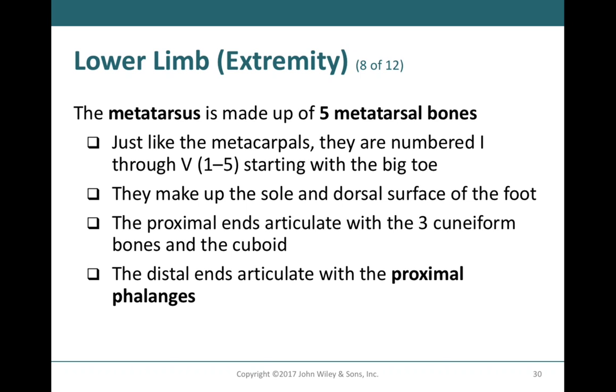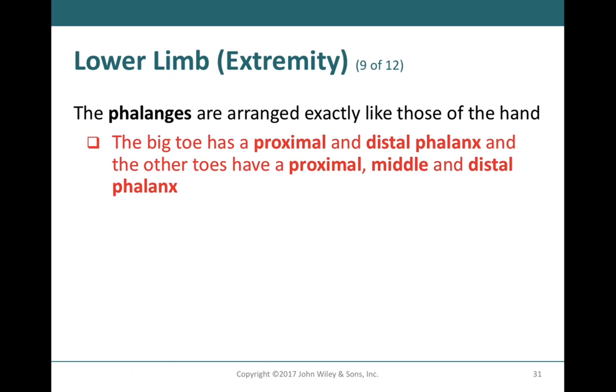Now the distal ends of these metatarsals are going to articulate with the proximal phalanges. And just like we had in the hand, we're going to have proximal, middle, and distal phalanges. The great toe is only going to have a proximal and a distal phalange. It will not have a middle phalange. That will only be found on all 4 of the other digits.